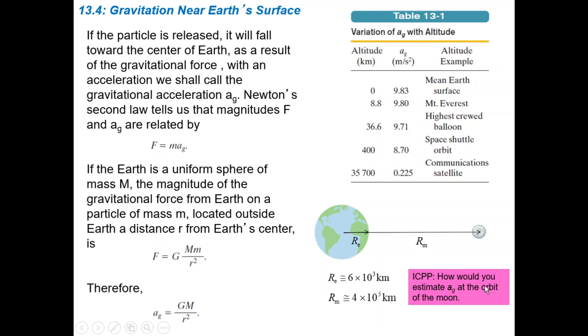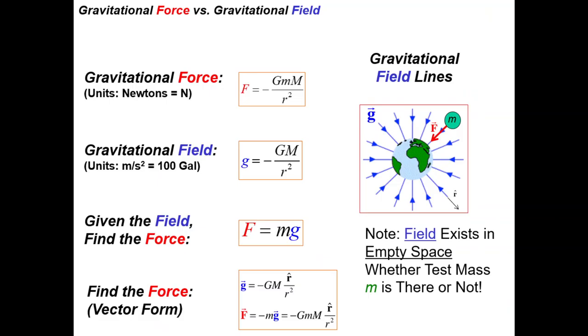So let's check this one, how you estimate g on our Moon. As you can see, we have some altitude. We found the radius of the Earth, which is 6 times 10 to the 3rd kilometers, and the Earth to the Moon distance is 4 times 10 to the 5 kilometers. So, from the gravitational force, we receive the gravitational field.